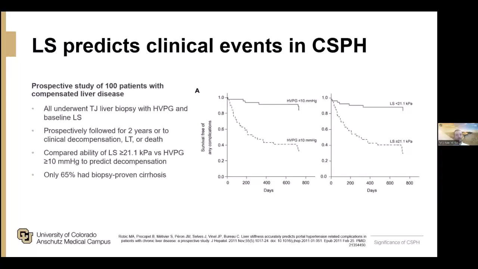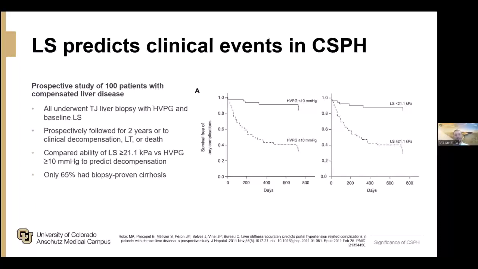And in this study, they specifically compared that lower threshold of 21.1 kilopascals to an HVPG of 10 millimeters mercury, which is our defined threshold for clinically significant portal hypertension. And if you look at the Kaplan-Meier curves on your right, you can look at these and they look essentially identical. And I promise you, I did not just copy and paste these and relabel them. These are how the data played out. So the liver stiffness not only correlates to the HVPG well in general, but it also bears the same clinical significance to predict subsequent decompensation.